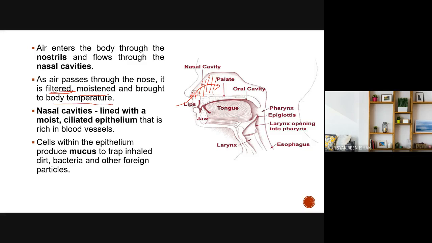So it means that if the outside air is really cold, when you breathe in, the cold air will be brought to your body temperature. Okay, so the nasal cavity is lined with moist ciliated epithelium that is rich in blood vessels. So cells within the epithelium produce mucus to trap inhaled dirt, bacteria and other foreign particles. This is like what we saw in the immune chapter. So this one is the first line of defense, or external barrier.